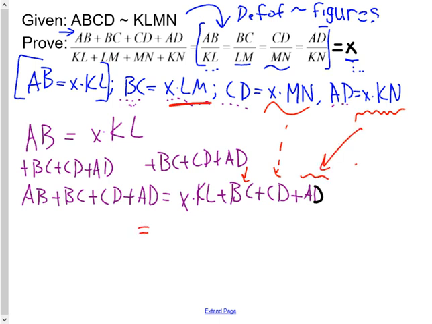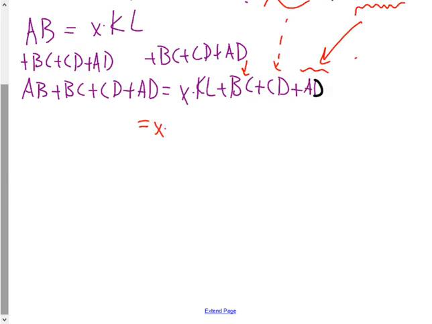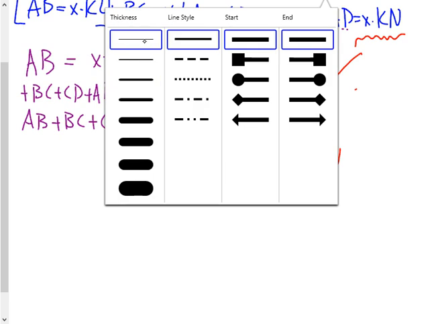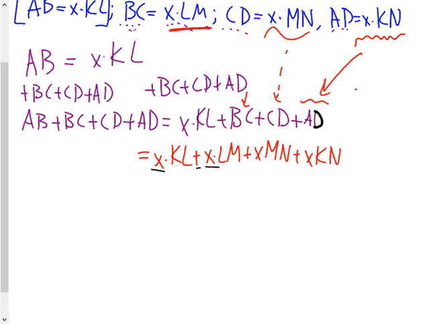The left side looks good, right? The left side looks like that numerator. The right side needs some fixing. We got XKL plus X, again, BC with LM, plus XMN, plus XKN. And now all these pieces have an extra X in them. We need to greatest common factor the X out. So if we take the X out, we've got KL plus LM plus MN plus KN.